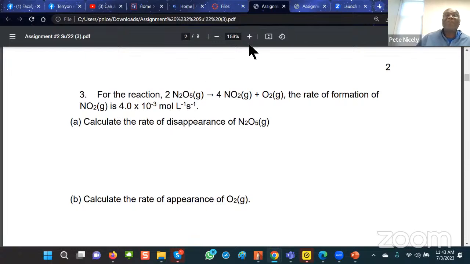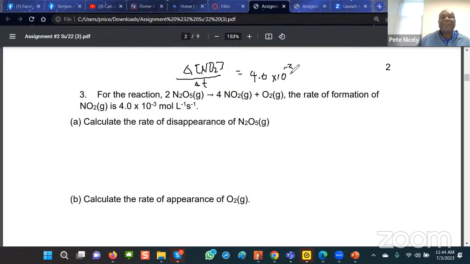Now, what they have given you actually, let me write this down. They gave you that the change in the concentration of NO2 over change in time is equal to 4.0 times 10 to the minus 3 M over S, right? That's basically what they gave you. So the first question is asking for you to calculate the rate of disappearance of N2O5.